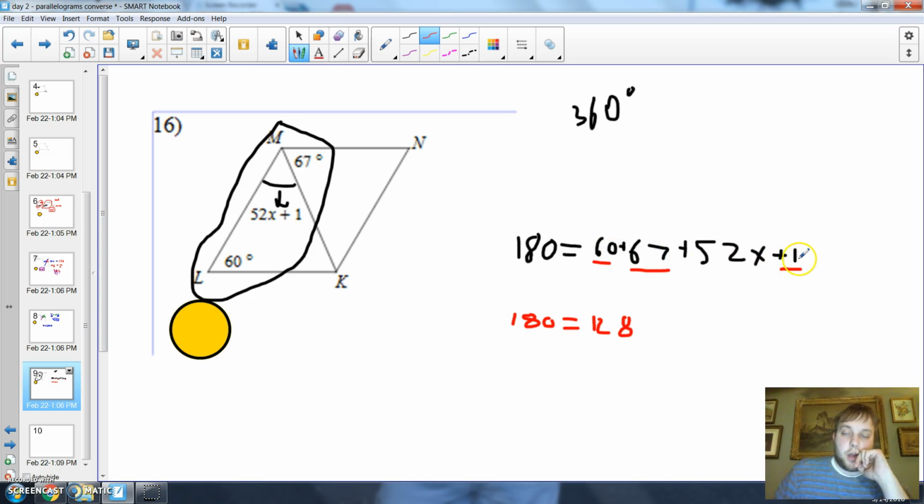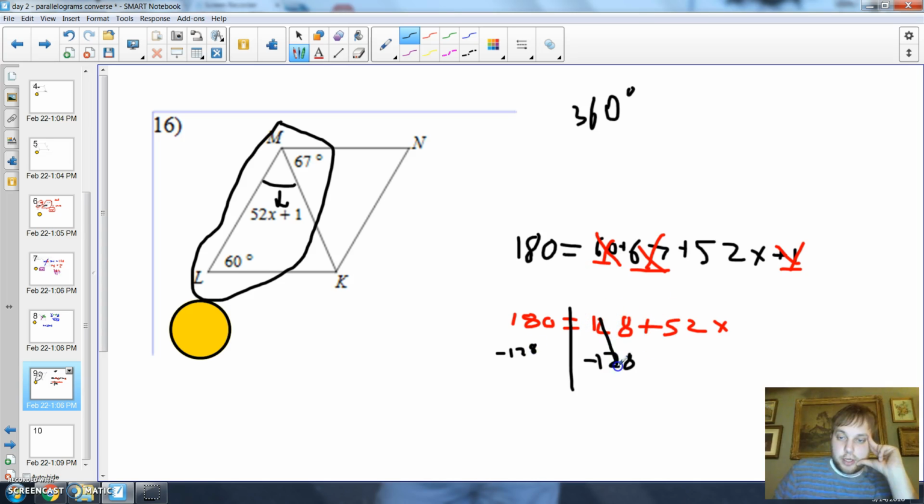Okay. 60 plus 67 plus 1 is 128. Alright, those guys are gone. Now I have also this plus 52x. Now I'm going to minus 128. Minus 128. Right, guys, I only have a minute left. What is going on? That's gone. Alright, I believe 180 minus 128 is 52. So 52 equals 52x.